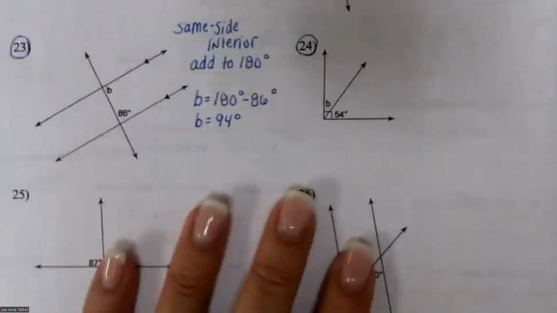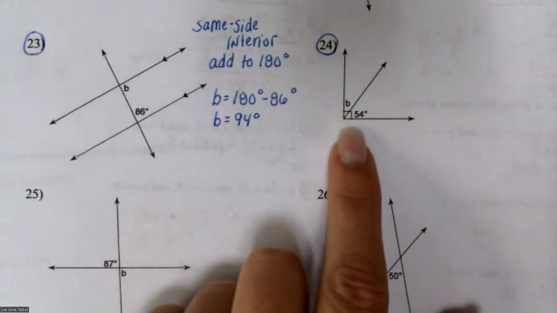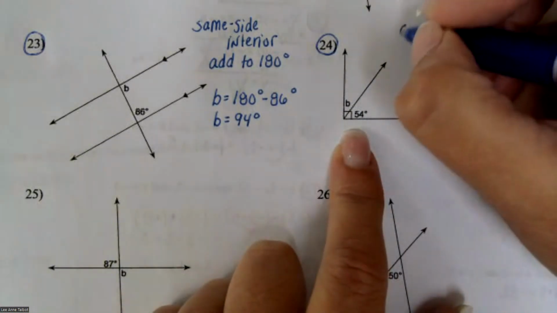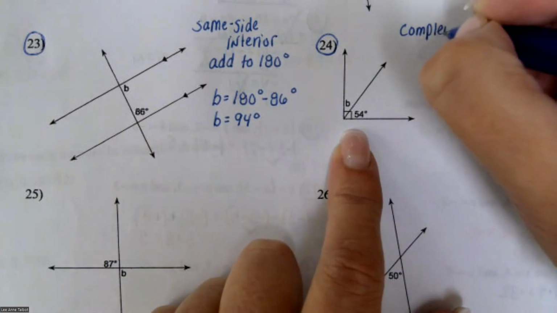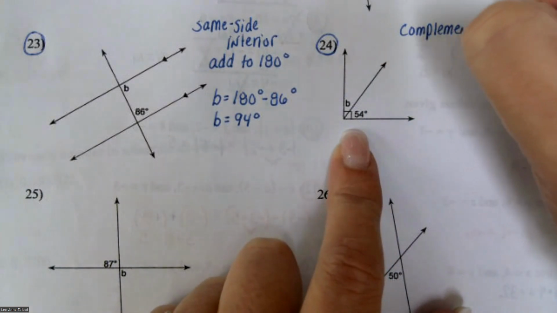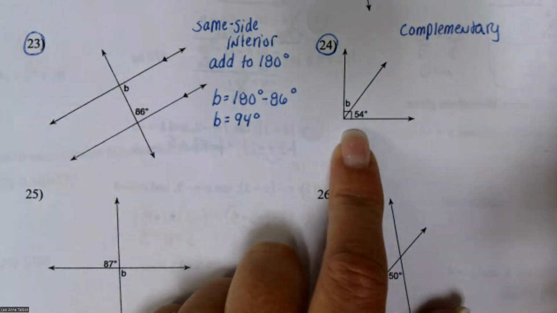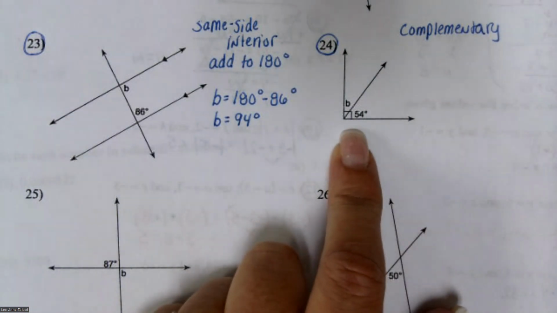Right, number 24. What is the vocab word for this situation? We had it in our notes. Complementary. Not to be confused with giving somebody a compliment, like, oh, angles, you look really nice. Different kind of complimentary. Someone out there laughed.